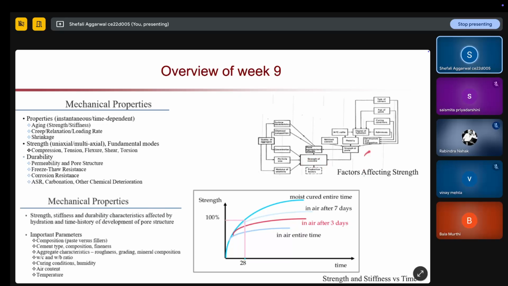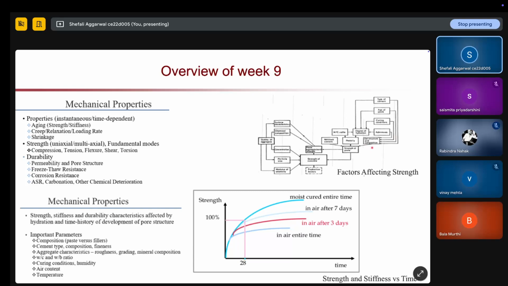The other thing is, first is aggregate, second thing is paste. We know our concrete mix is made of two components, paste component and aggregate component. When we talk about paste, our paste properties are affected by the moisture content, how much water to cement ratio is there, then what is the degree of hydration, which will indirectly affect the porosity, and what is the gel structure.